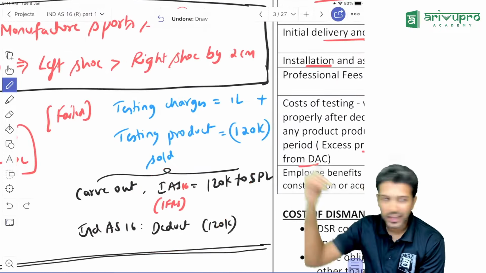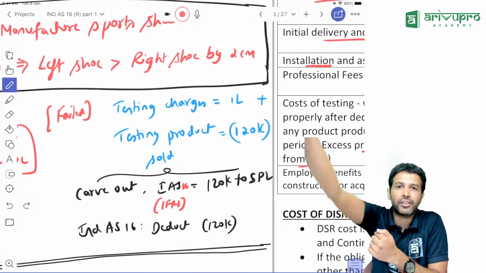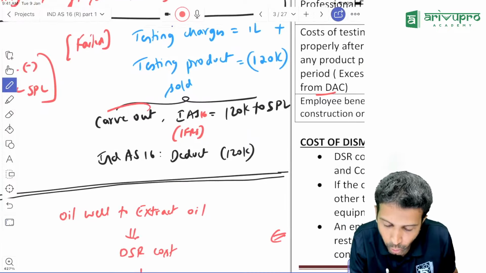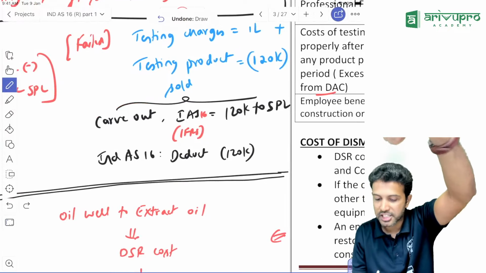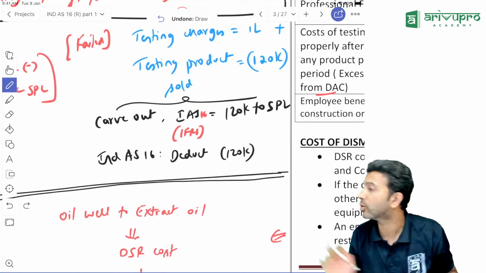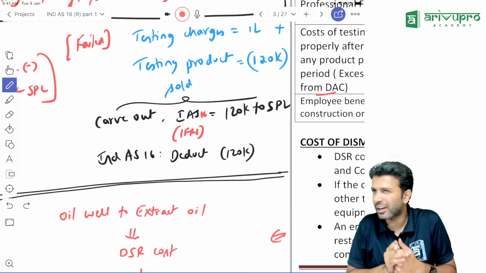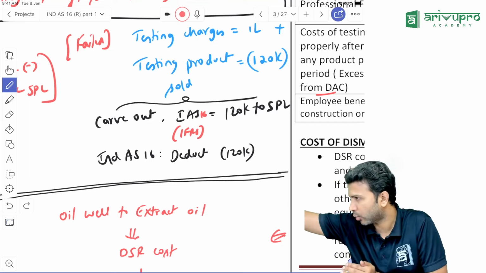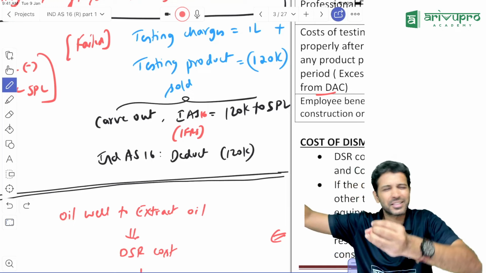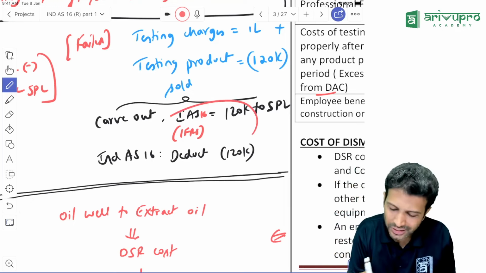Different. If there is a difference in treatment between IFRS and Ind AS, we call it a carve out. Any differences between IFRS and Ind AS we call a carve out. We don't have too many carve outs. If my memory serves right, we hardly have 4 to 5 carve outs in totality. Very, very simple ones. Okay, this is one such carve out.